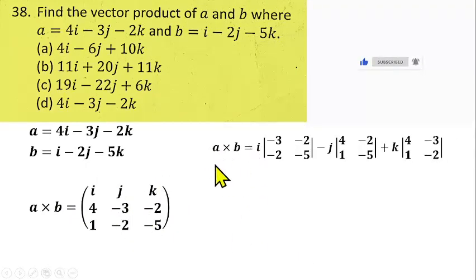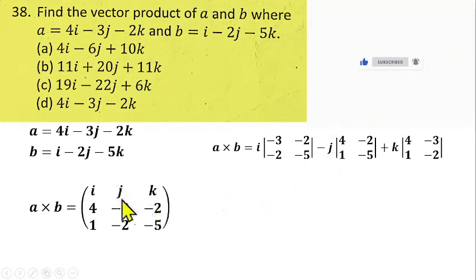We have a cross b equals, pick this element which is i, and its positional sign is positive, so you have plus i. Then reduce this 3 by 3 matrix to a 2 by 2 matrix. This element is in the first row and first column. So close the first row, close the first column. What do you have left? Minus 3, minus 2, minus 2, minus 5, which is what you have in here. So we have reduced it to a 2 by 2 matrix.